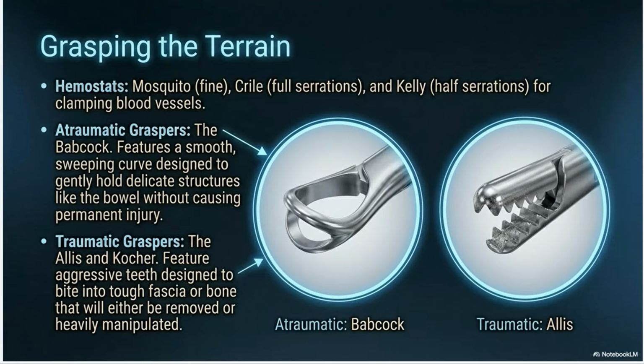Another category includes atraumatic graspers, such as the Babcock forceps. These instruments are designed to hold delicate tissue like the intestines without causing damage. The Babcock has a rounded tip and a smooth grasping surface, which distributes pressure evenly across fragile tissues. In contrast, traumatic graspers such as Alice clamps and Coker clamps have teeth that allow them to grip tissue firmly. These are typically used on tougher tissues or structures that will eventually be removed.